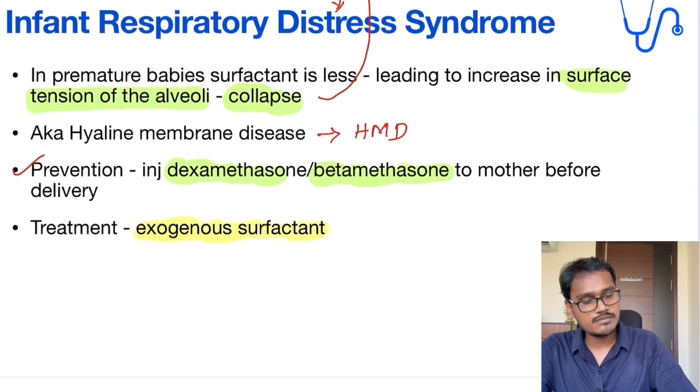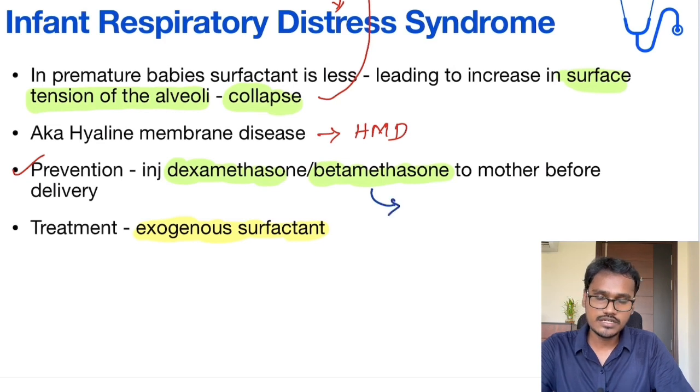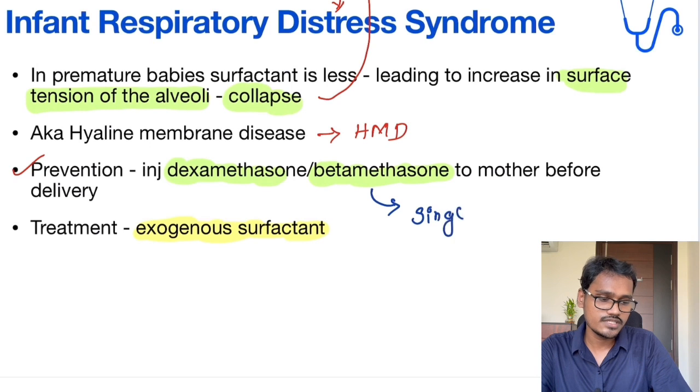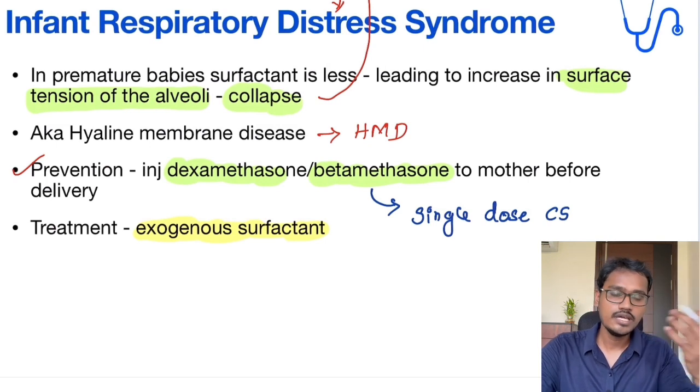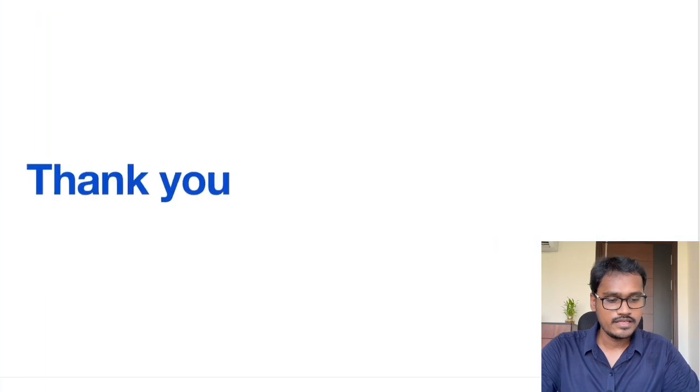Previously this injection dexamethasone or betamethasone was given in 2 doses, but now Williams says that a single dose is sufficient. A single dose of corticosteroids is essentially sufficient for the fetal lung maturity, and then the delivery can be conducted after 24 hours, so that there is some fetal lung maturity, and to avoid infant respiratory distress syndrome. But again if the baby is born, our only option is the exogenous surfactant. I hope it's clear. Thank you.